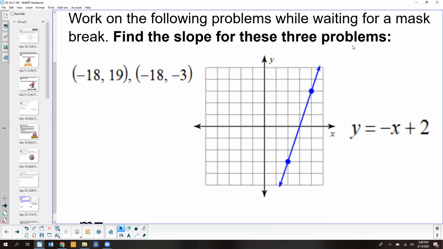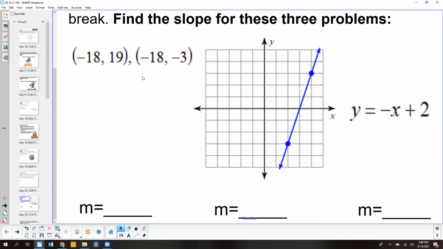Find the slope for these three problems. We've got three different types of problems. These were all on your last quiz, so let's look at these really quick. We've got to find the slope from these 2 points. Remember our first step, and I've got a kind of weird pen I'm working with here, so bear with me. We've got 2 points, point 1 and point 2. We need to start by labeling them and figuring out which one's X and which one's Y.